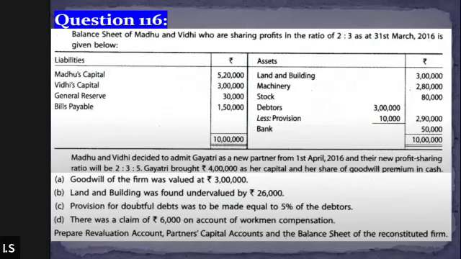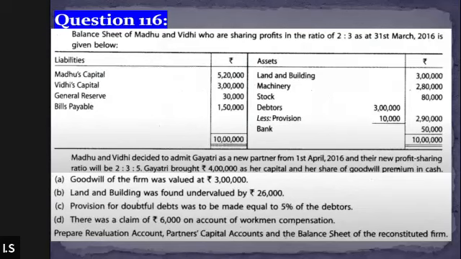So yes, we did the treatment of goodwill in the previous class. Anyway, see, first of all, the goodwill of the firm is given in the question. Now you will have to determine Gayatri's share in the goodwill. So Gayatri's share will be 5/10, that will be 1,50,000. And this goodwill needs to be distributed between the sacrificing partners. The sacrificing partners in this case are Madhu and Vidhi, and the sacrificing ratio is already given, 2:3. That means the goodwill will be distributed between Madhu and Vidhi in the ratio of 2:3. So 1,50,000 into 2/5 and 1,50,000 into 3/5. That means for Madhu it will be 60,000 and for Vidhi it will be 90,000.